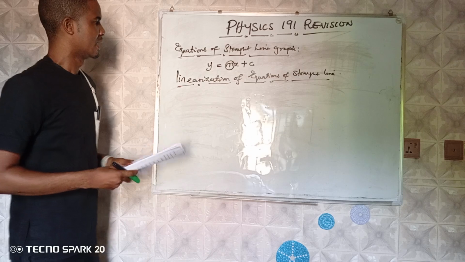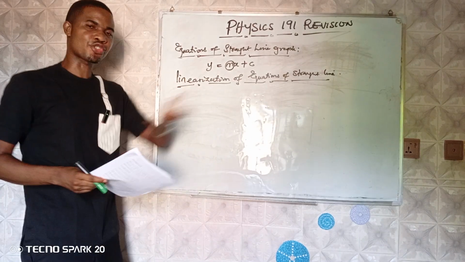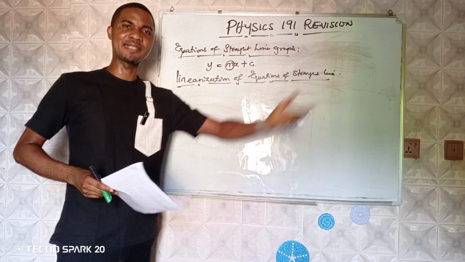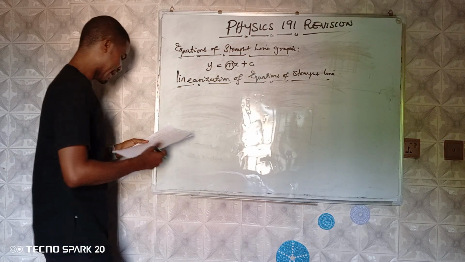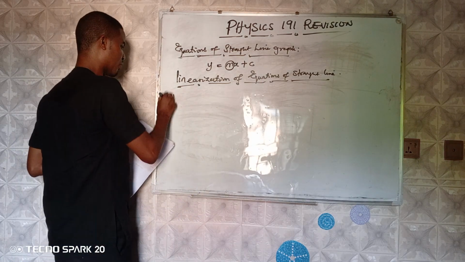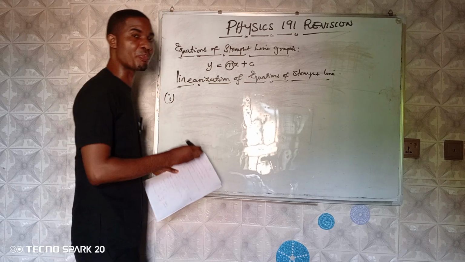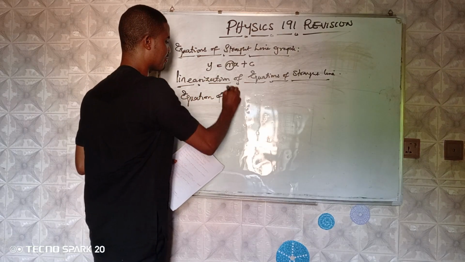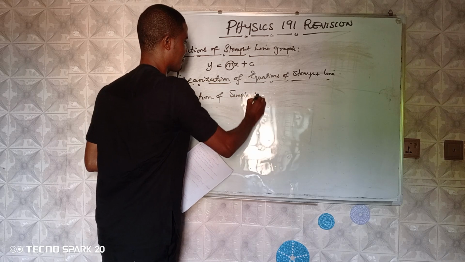Now, linear means straight. To linearize is to make something a straight line. So we'll take one example. Example 1, equation of simple pendulum.